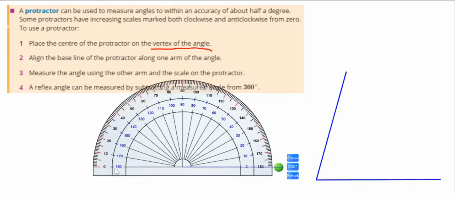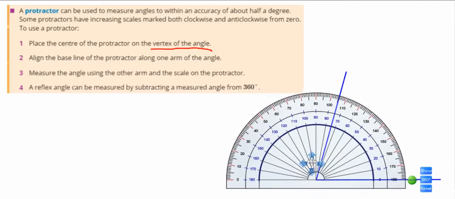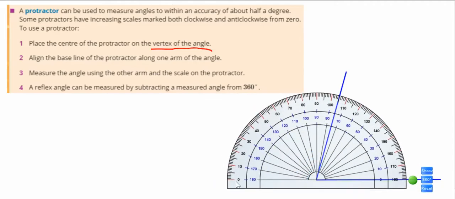The bottom part of this protractor is really just dead space. You don't need to worry about it. The center is actually there, again, where my cursor is. So I need to make sure that part is on the vertex of my angle. It's a bit fiddly, but I reckon that's pretty good. So that's what you've got to do.